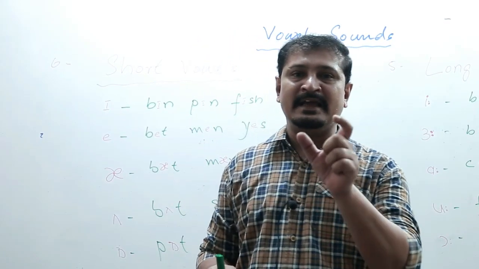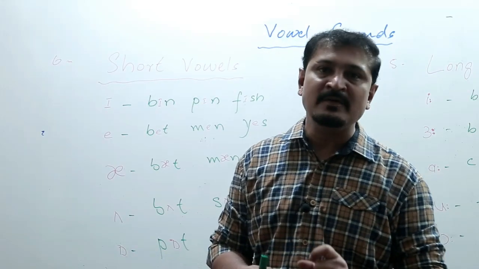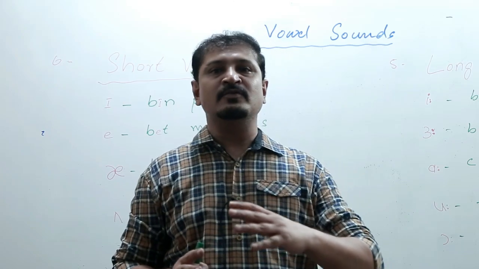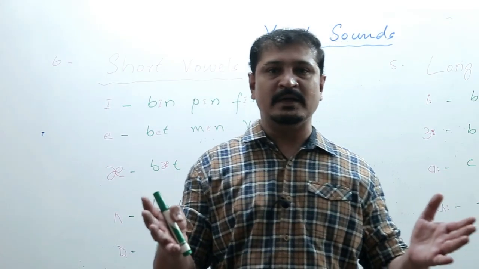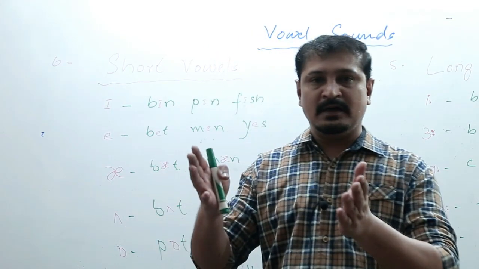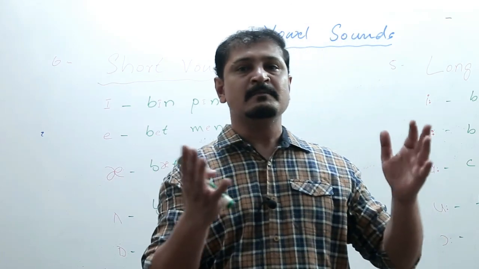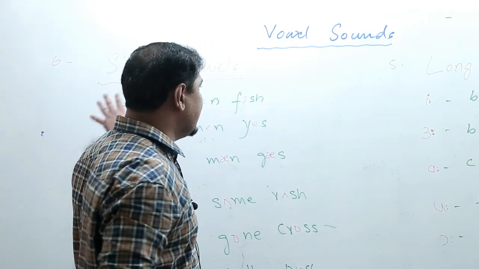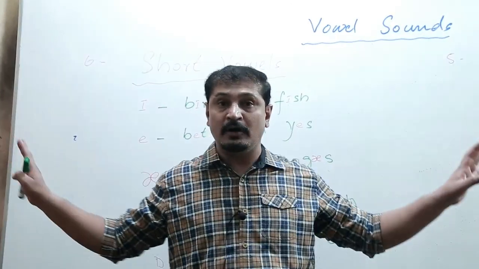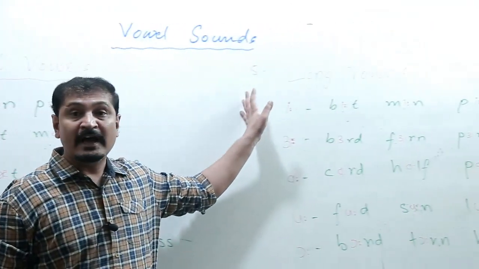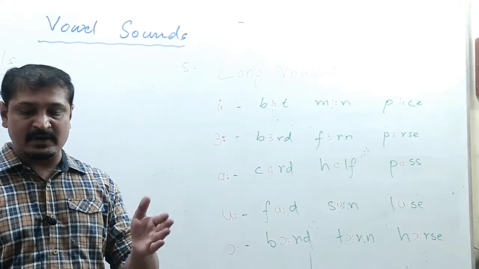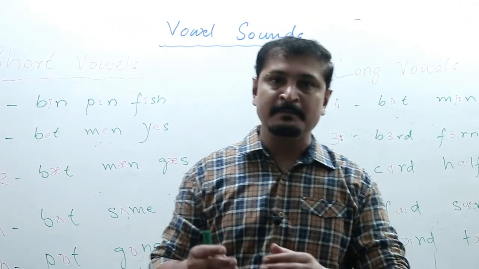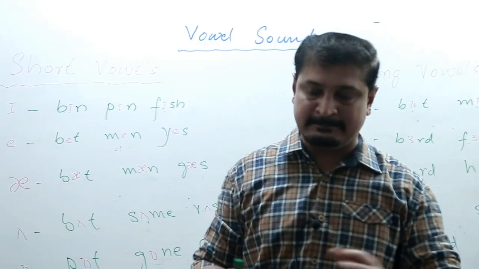And today my lecture is on vowel sounds, and there are two types of vowel sounds. We will go into the details of them. One is short vowels and the other is long vowels. There are six short vowels and we have five long vowels, and we will go into the details of those sounds, and one by one we will practice them.